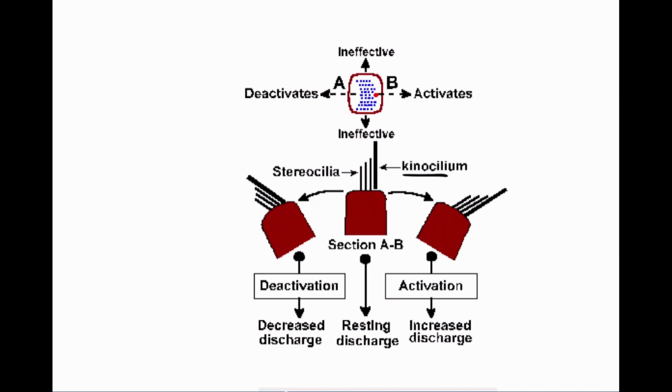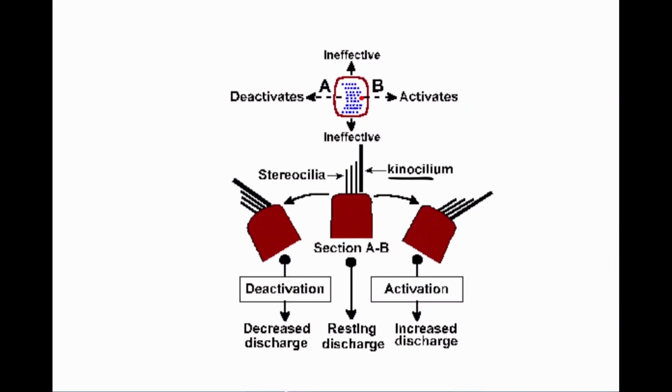If the kinocilia bend towards the stereocilia, we get deactivation, a decreased discharge. So that'll tell you you're going in a certain direction. If the stereocilia bend towards the kinocilium, the big one, then we get activation, increased discharge. That tells you again, we're going in a direction.